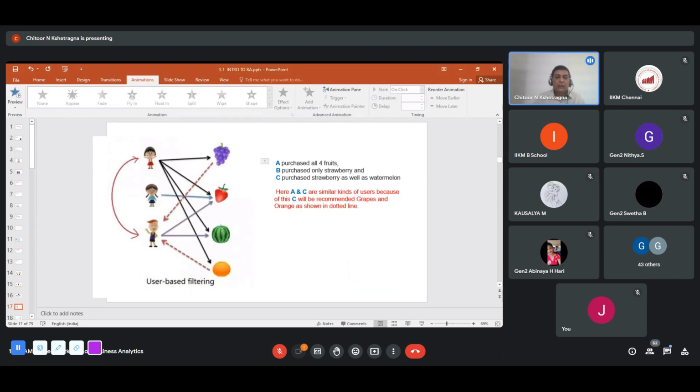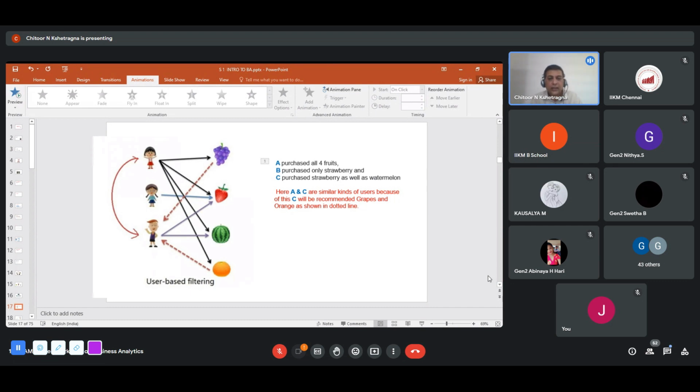So how does this recommendation happen? Let me take you through. Well, to make it simple, there's something called user-based filtering. I just gave you a simple example. Let's say you've got three people, A, B, C. A purchases all the fruits. B purchases only strawberry. And C purchases strawberry as well as watermelon.